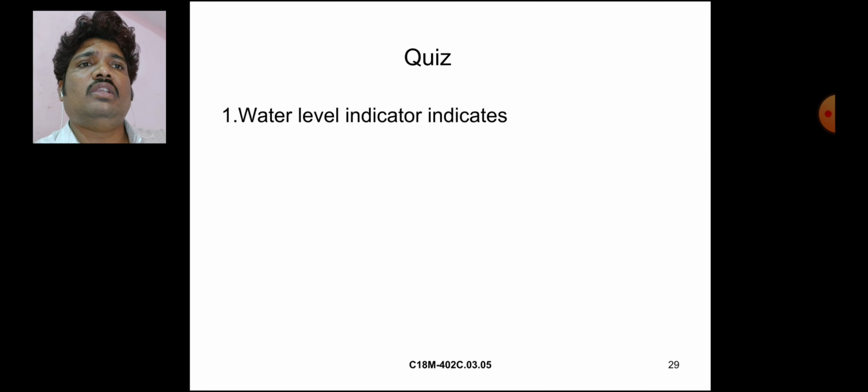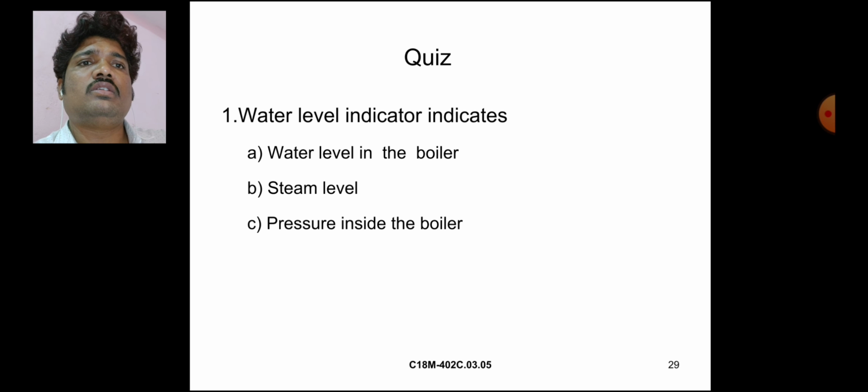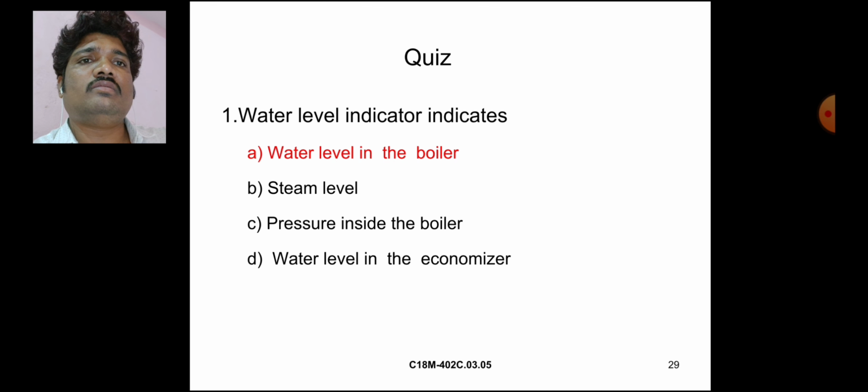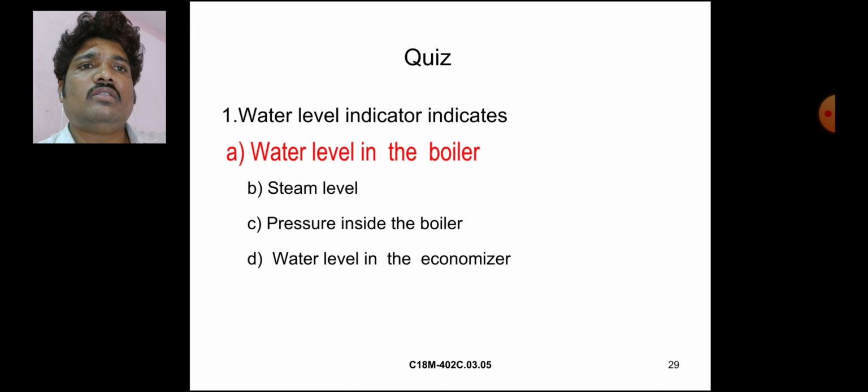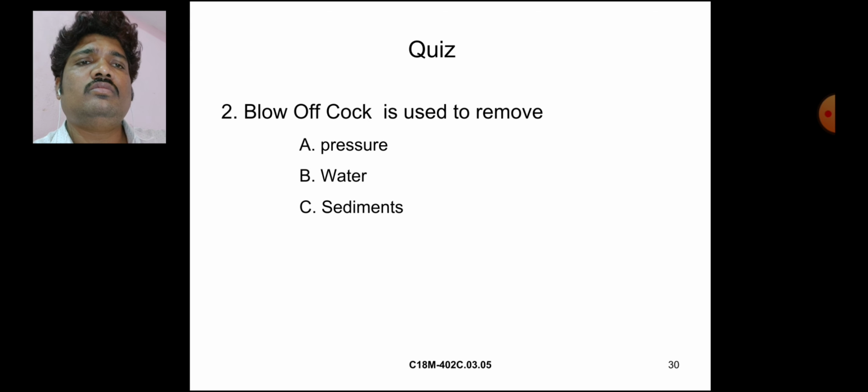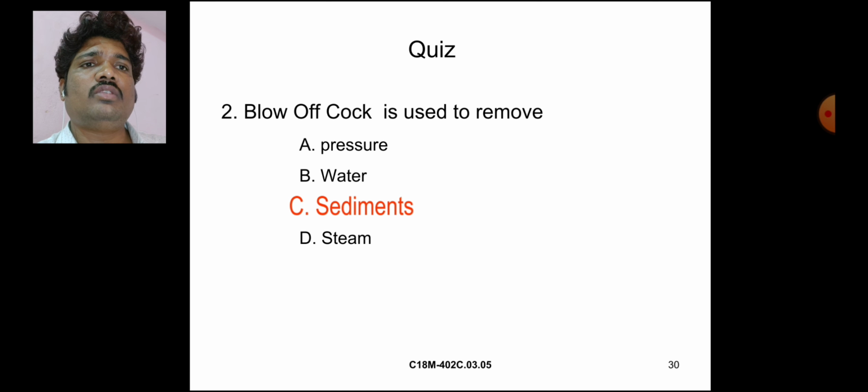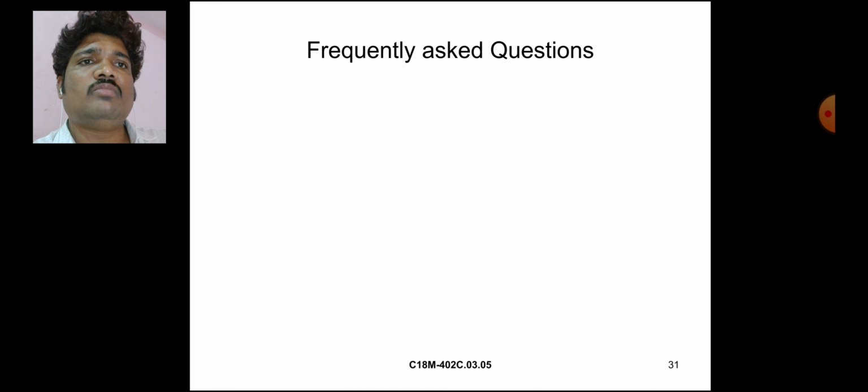Which indicator indicates the water level in the boiler? The water level indicator indicates the water level in the boiler. Blow off cock is used for which purpose? Blow off cock is used to remove sediments.